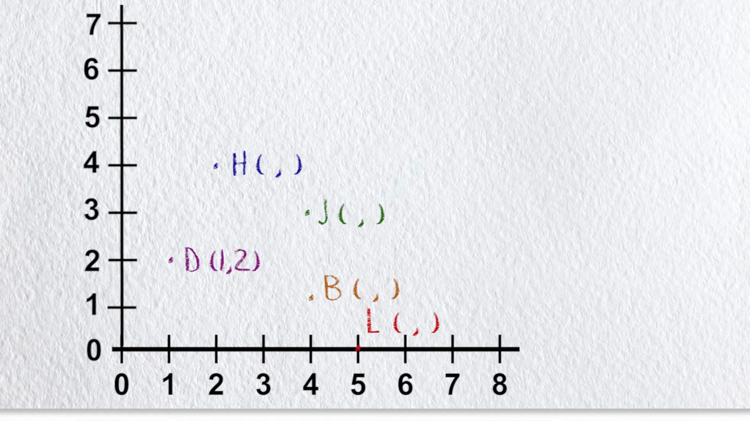Point D lies at 1 on the x-axis and 2 on the y-axis. Point H has an x-coordinate of 2 and a y-coordinate of 4. Point J's coordinate pair is (3, 4). Point B is at (4, 1). Point L's ordered pair is 5 on the x-axis and 0 on the y-axis.